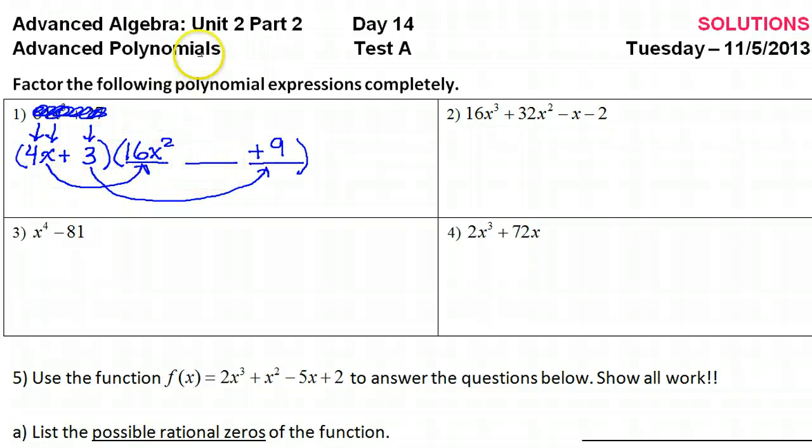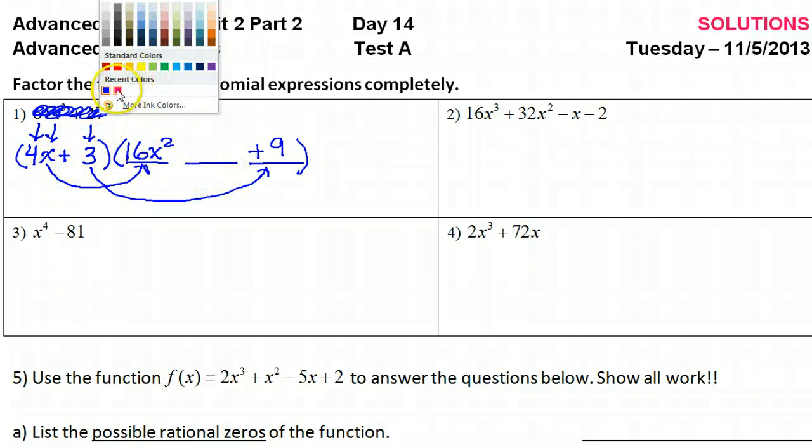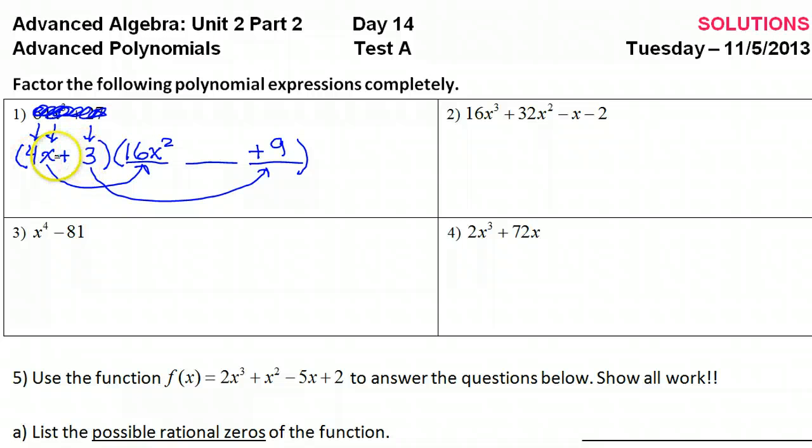The middle comes from multiplying these two things together. It's always going to be the opposite sign, so if this is positive, this will be negative. But 4x times 3 is 12x. Maybe I'll just put a little side note here that we're doing 4x times 3. So that's how you get the middle. And that's it. We have factored it.